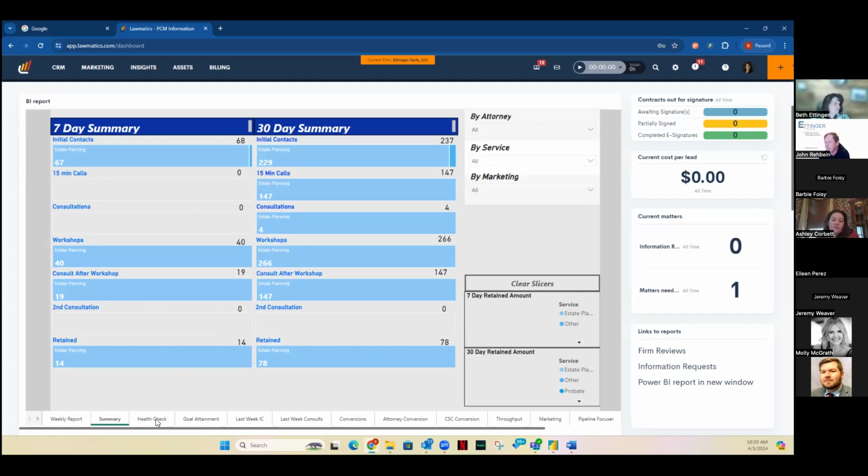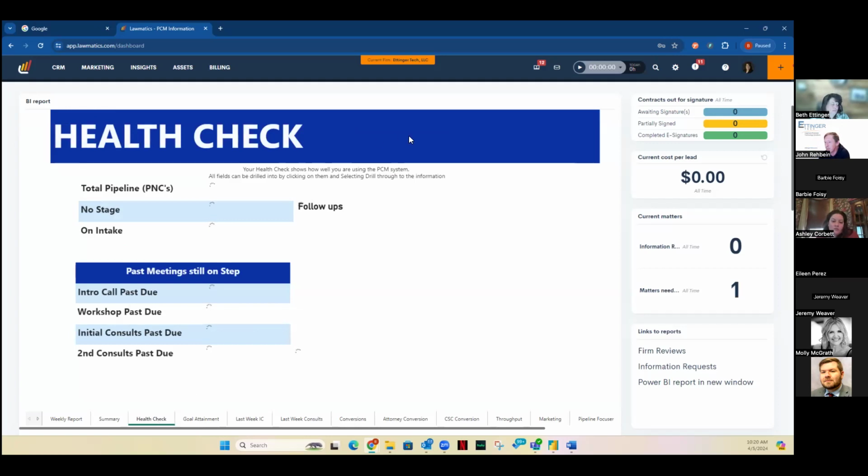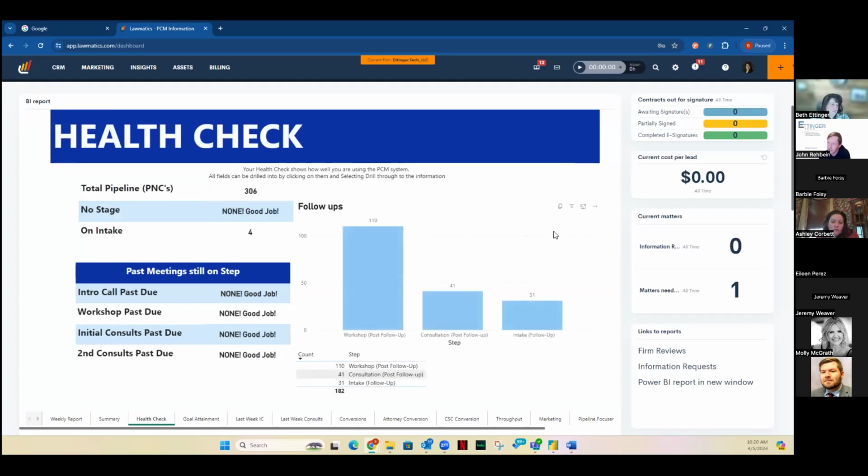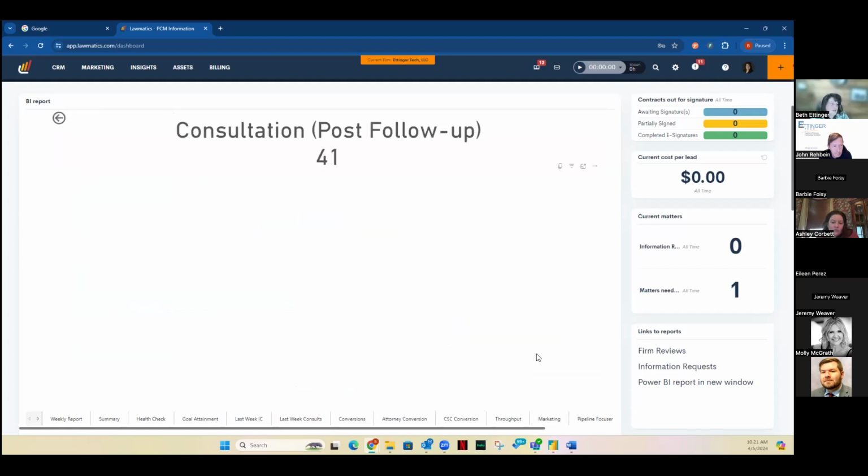All right. And then consult follow-up to send agreement. How many are in that? How many could we send an agreement to that have done their consultation? Okay, so there's 41 that are in consultation follow-up at the moment. And we can look at those.